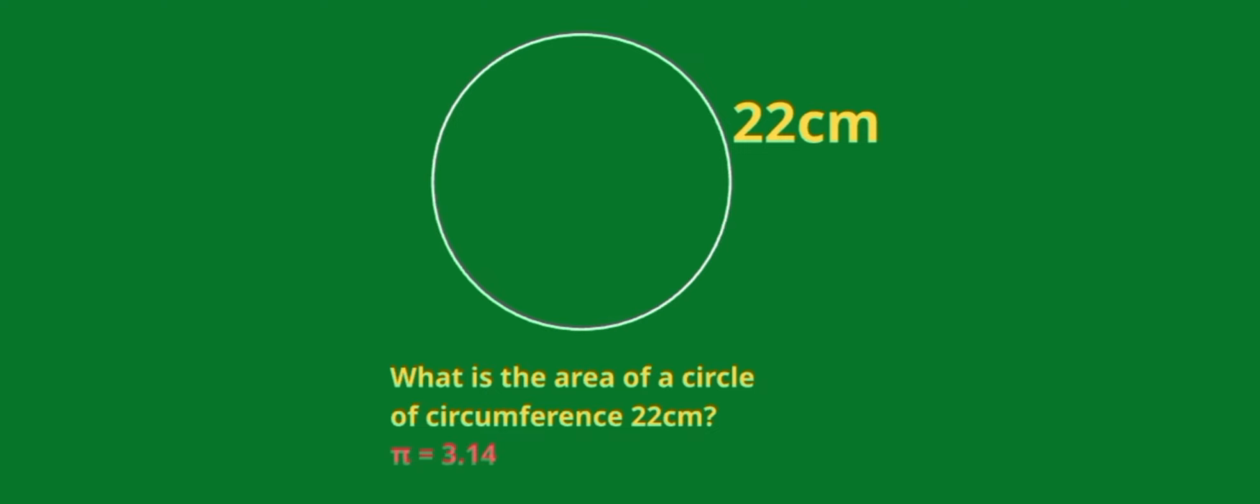Now it is your turn. Find the area of a circle of circumference 22 centimeters. Pi is 3.14 in this case.